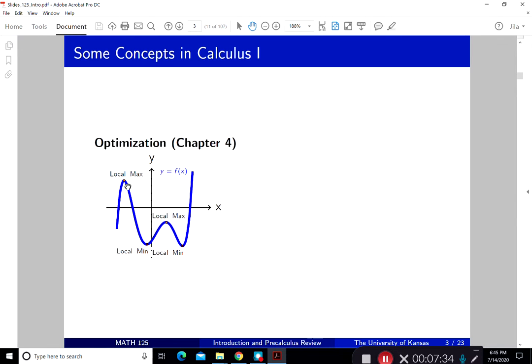Something that is covered in chapter 4 is local maximum, local minimum, and so forth. We also discuss what is called the absolute or global min and max of a function. So this is very useful for optimization.